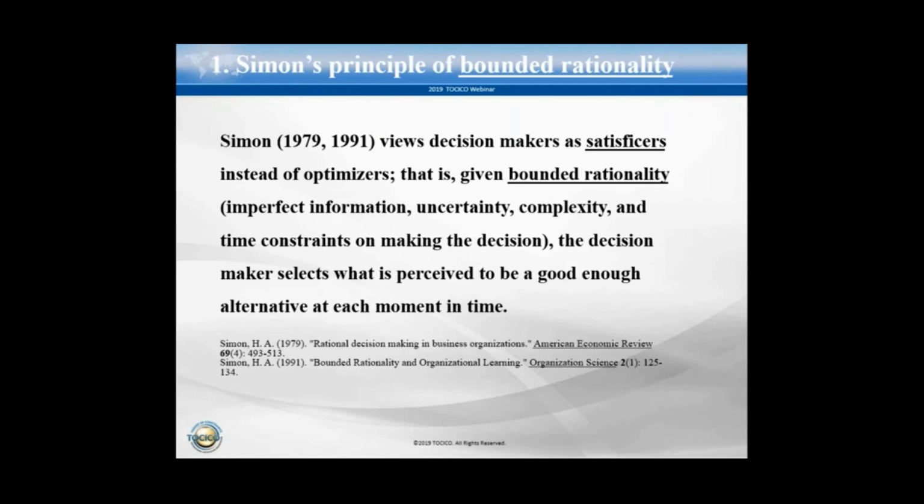Simon, in discussing decision makers, said they were satisficers instead of optimizers. In other words, and I believe you'll agree with this totally, given bounded rationality, which means the decision maker has imperfect information, lives in a world of uncertainty, complexity, and time constraints, it must make a decision now. The decision maker selects what he or she perceives as a good enough solution at that moment in time. So most decision makers are satisficers in everything they do and not optimizers.